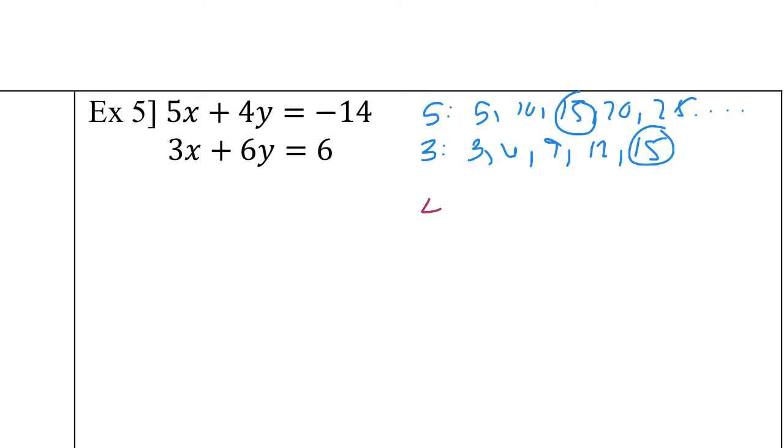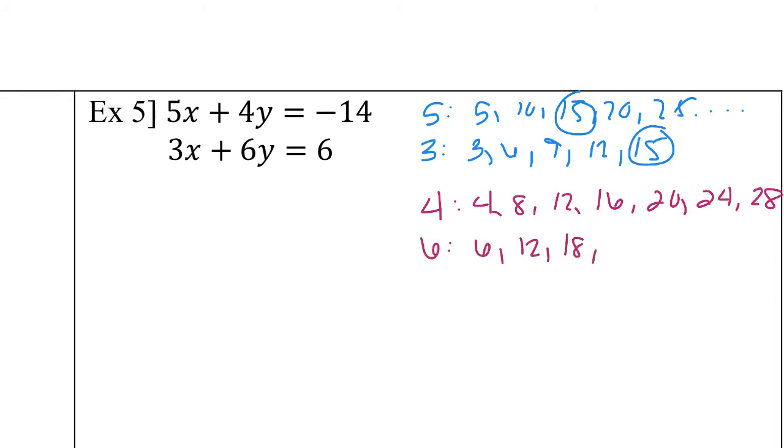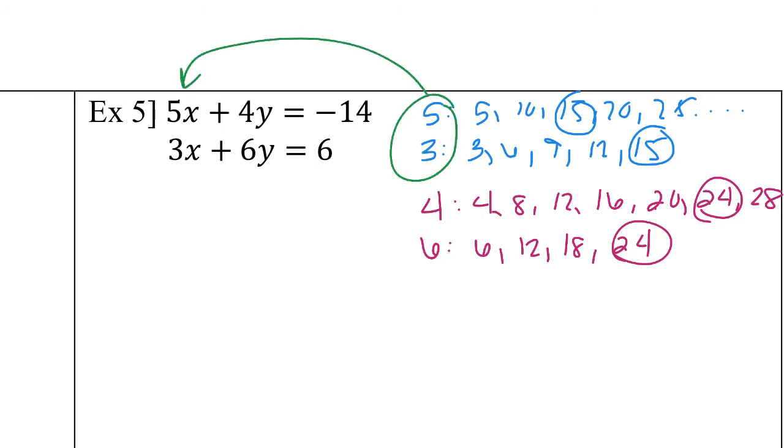Now let's look at 4s and 6s. For 4, I have 4, 8, 12, 16, 20, 24, 28, and so on. If I look at my 6s, I have 6, 12, 18, 24, and look, there's my lowest common multiple for 6 and 4. Now, we don't like large numbers, so which one has the smaller common multiple? Well, that would be the 5 and the 3. So that means I'm going to focus on getting rid of these x's. I'm going to leave y's as y's. So I need them both to be 15s, one positive and one negative.